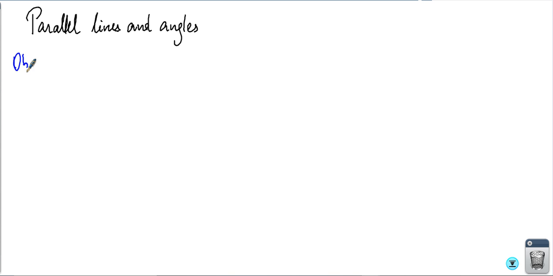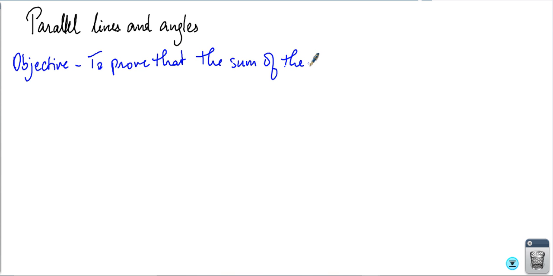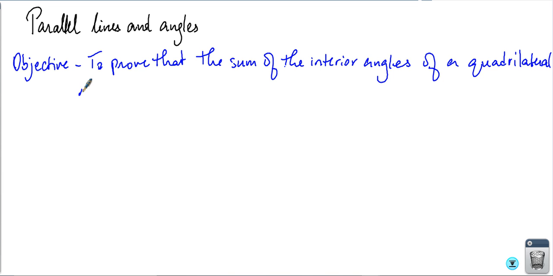Our objective for today is going to be, by the end of the lesson, you'll learn how to prove that the sum of the interior angles of any quadrilateral is equal to 360 degrees. That's going to be our objective for this lesson.